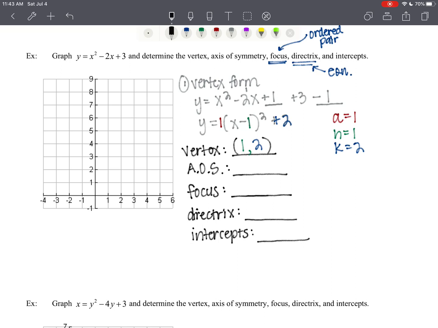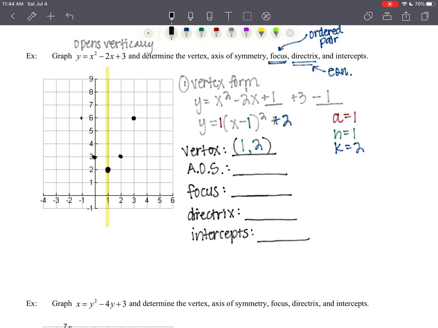So I'm going to come over to the graph. I'm going to go right 1, up 2. I'm going to draw a vertical line going through my axis of symmetry since this opens vertically. I should write that here. This opens vertically. And it opens up because a is positive. So I'm going to plot some points here, reflect them over.